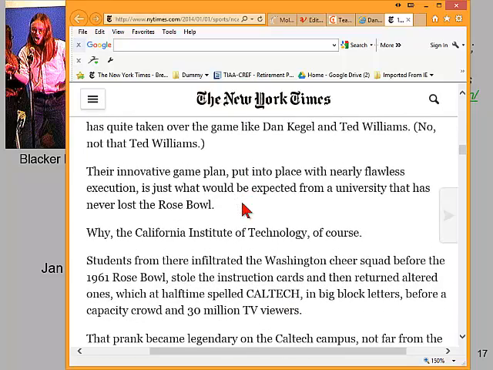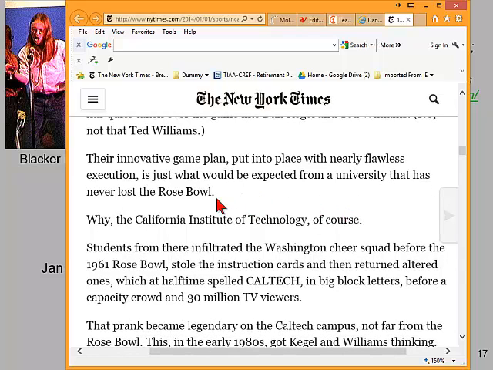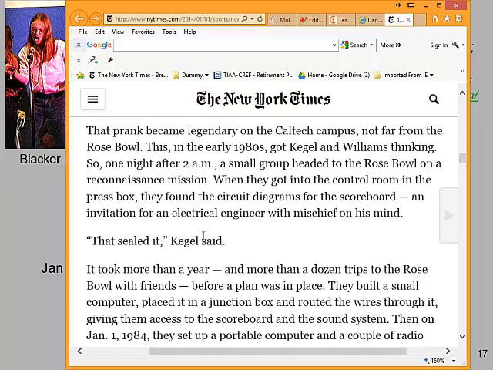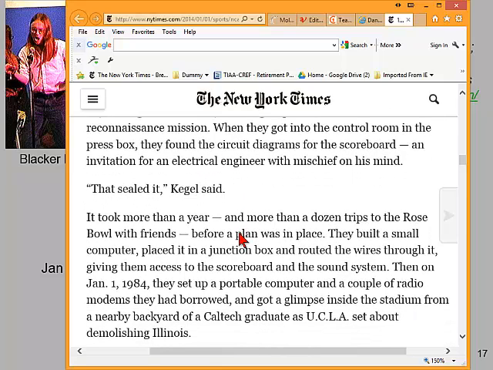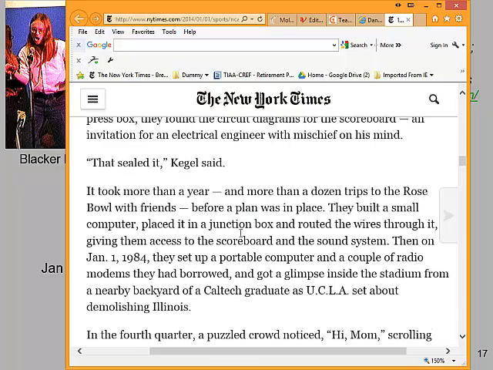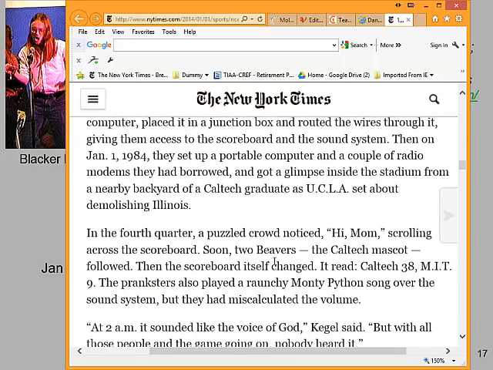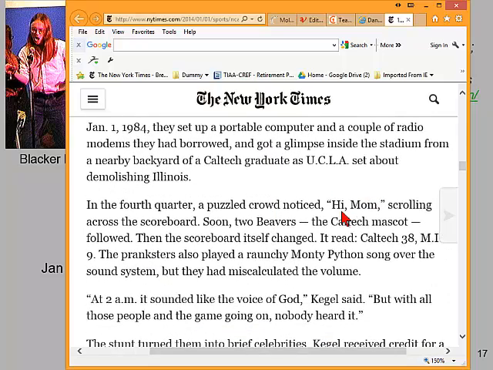Their game plan explains how a university appeared in the Rose Bowl without ever actually losing the Rose Bowl. And they explain the electronics, which was actually a project in a class at Caltech, and set up the portable computer. And then they got more and more ambitious.